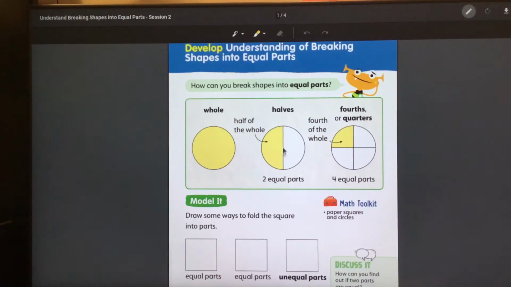You put one line down the middle, and you have two parts. You have two equal parts. Half of the whole. This part that is shaded is half of the whole.